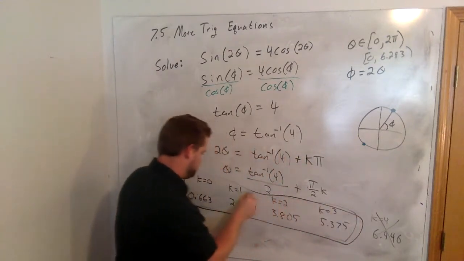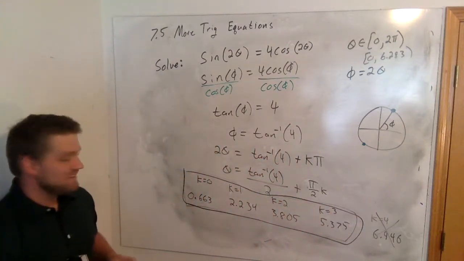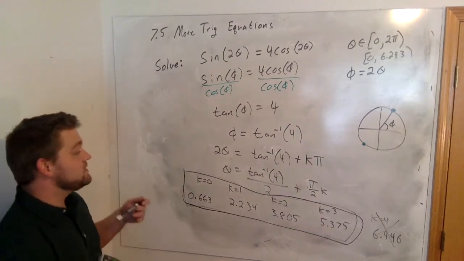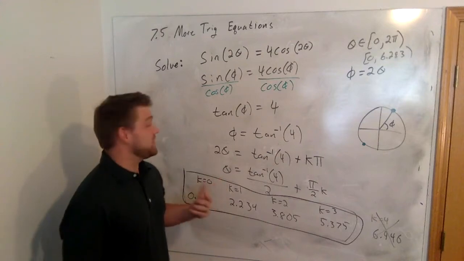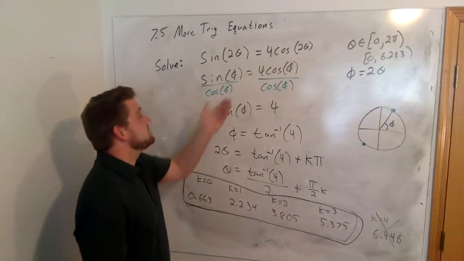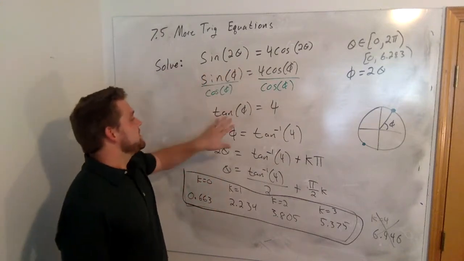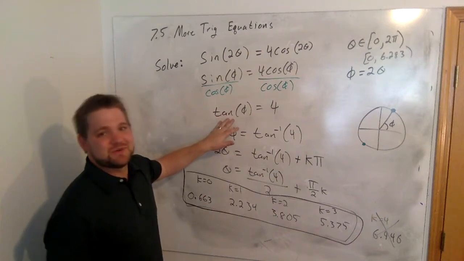And here they are. Okay, so the really neat trick for this one was to try to avoid squaring both sides. You know, I didn't want to have to deal with extraneous solutions. Dividing both sides by cosine allowed us a much easier way to solve this problem.